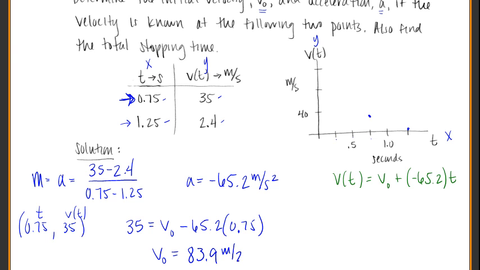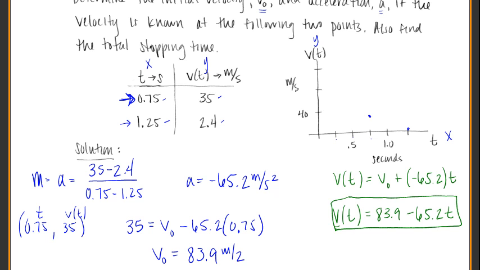Okay, so now let's go back to that equation we've been building and put it all together. The way I can tell velocity at any specific time, it's always going to be 83.9 minus 65.2 times t. So here's our main equation, here's our a, and here's our v naught. Okay, so we've pretty much answered several of the questions. The last one we want to know is the total stopping time.